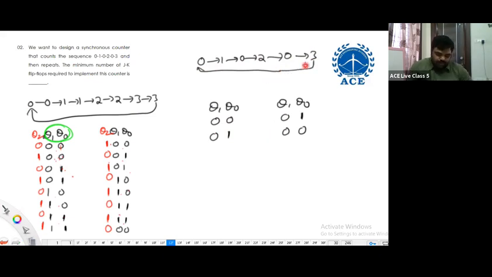Right. This is what we have, right? Now I'm writing that 0, 1 goes to again 0, 0. And from 0, 0, what is it? 1, 0. From 1, 0 again 0, 0. From 0, 0 again 1, 1. From 1, 1 again 0, 0. This is what we have.